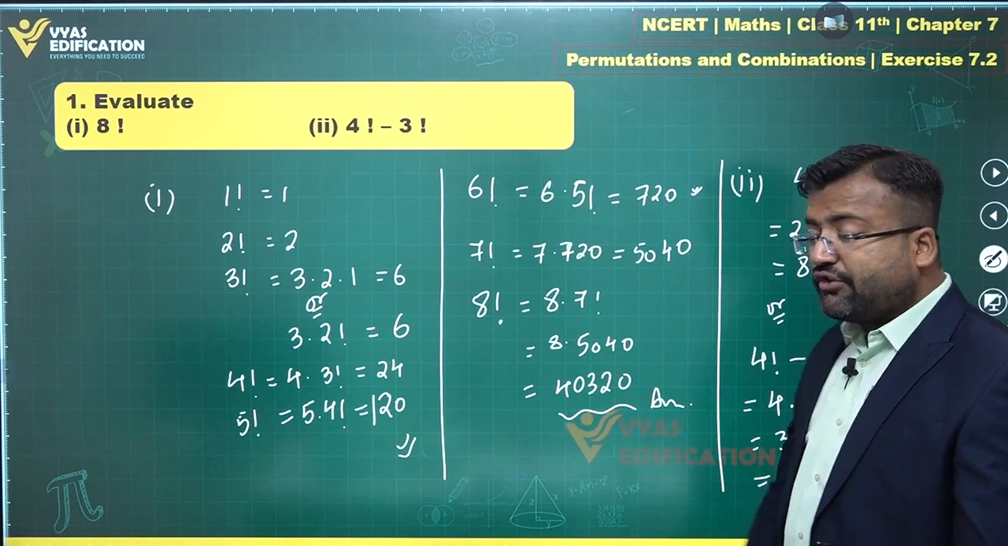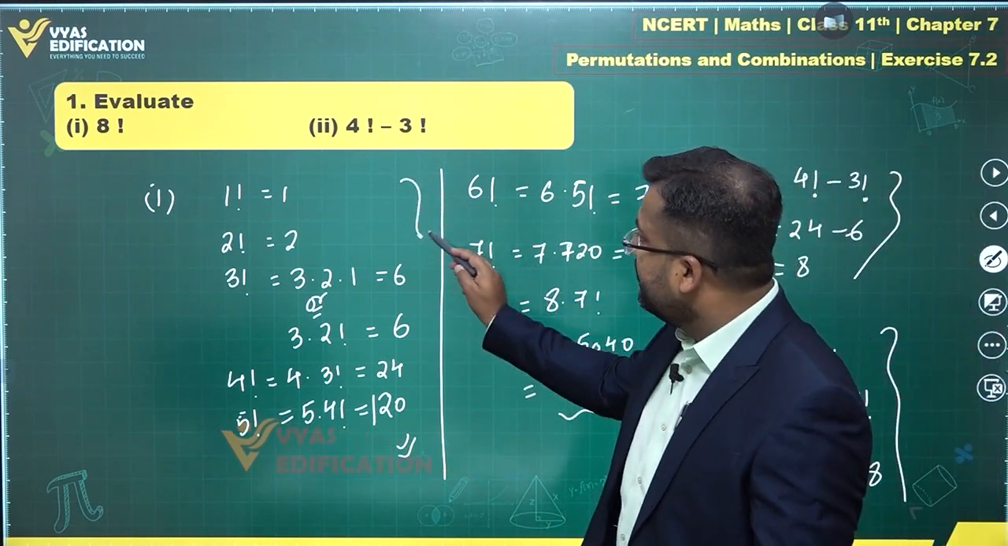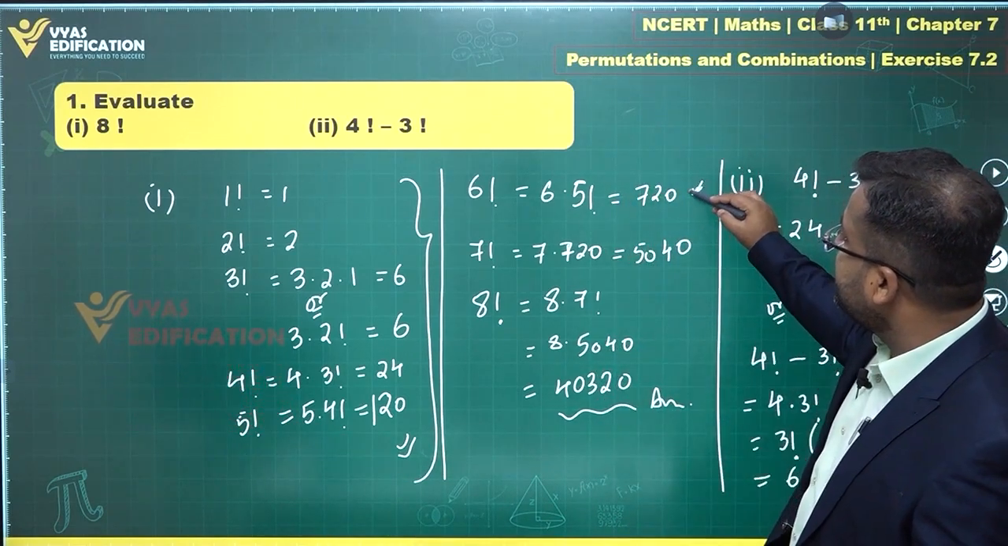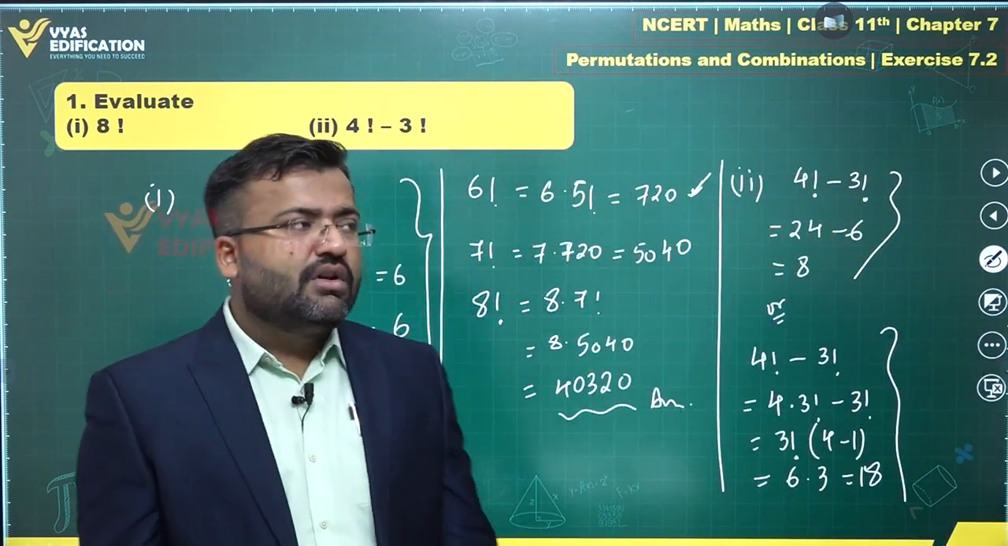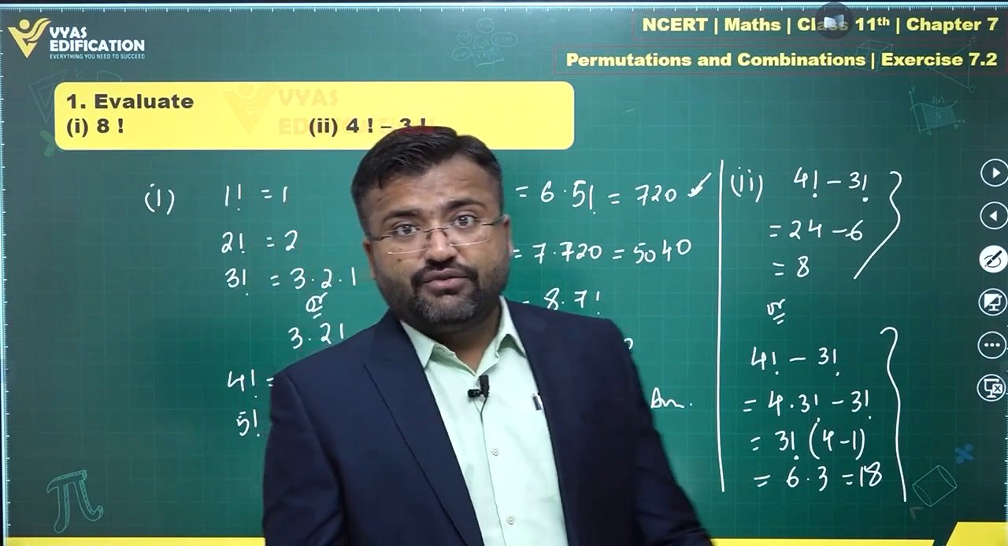We could calculate 8 factorial directly as well in the first part. Yes, we could have calculated that. But then you should memorize these values, and therefore I've mentioned them in front of you. If you memorize this as well, then it's very good, right? Up till 6 factorial, 720 is the value, and that is something which you should memorize, right? With this, that's the end of this complete question.